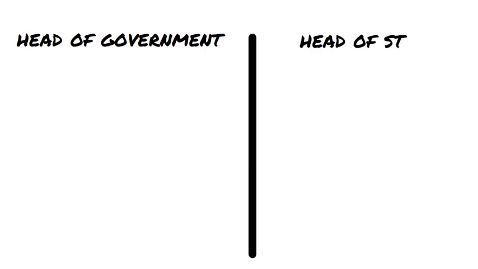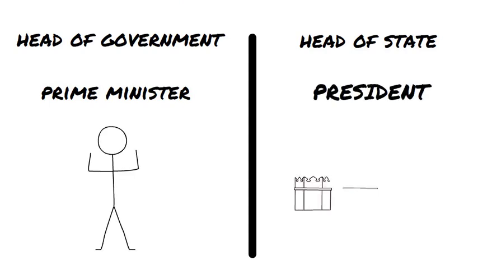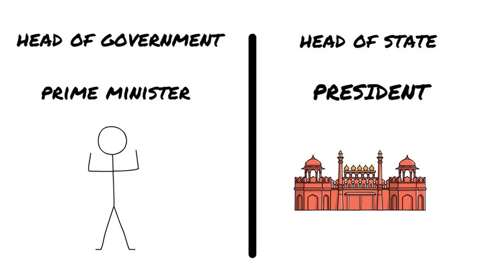Most of the countries that follow the parliamentary system of government have a clear distinction between the head of government and the head of state. The head of the government, usually known as the prime minister, holds real power, while the head of the state, generally known as the president, is only a ceremonial position and acts on the advice of the prime minister.